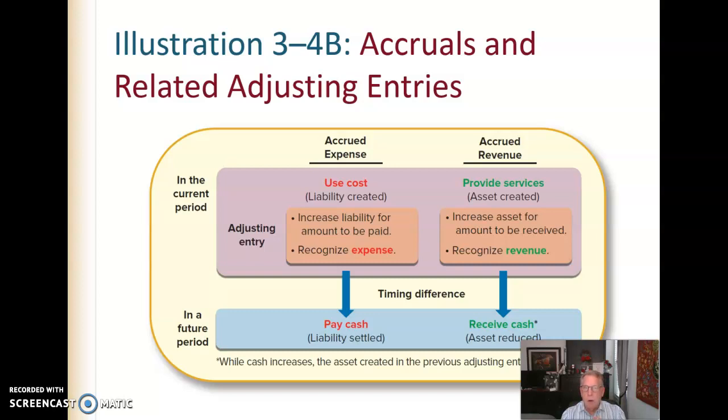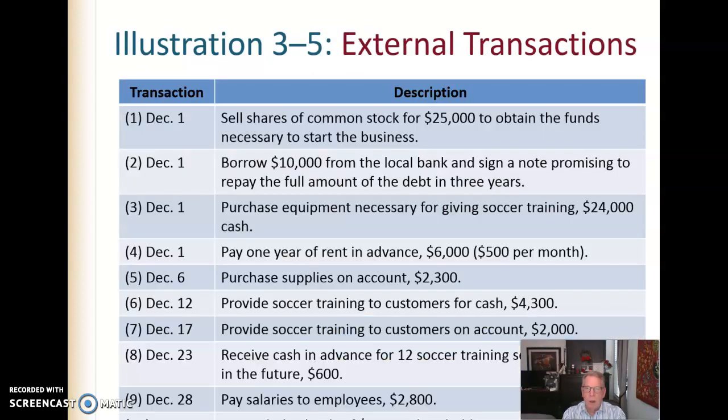And if we accrue some revenue, here we're going to increase the asset amount to be received. We'll recognize a revenue account, maybe a note receivable. And as we receive cash on that note receivable, we'll reduce that asset. So I think to really see that properly, we need to go through some specific examples. Let's take a look at some of these. Here we have several.